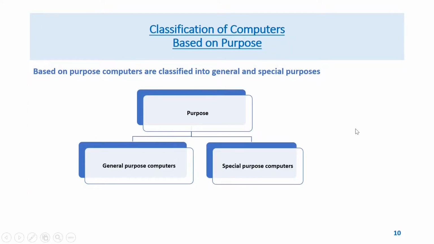The next classification is classification of computers based on purpose. Based on purpose, computers are classified into general and special purposes. So there are general purpose computers and special purpose computers. We'll look into each of these.